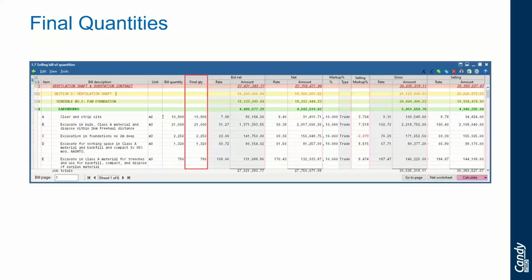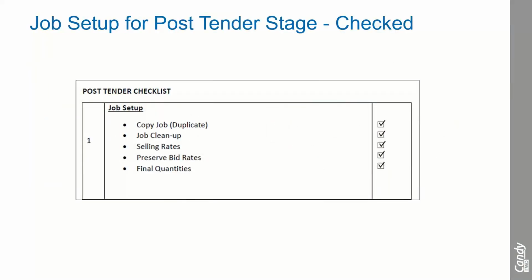And also just to mention the importance of the final quantities, they will be used for any remeasure and additional variation order items. With all the tick boxes covered under the job setup stage 1 of our post-tender checklist, I hope that now everyone has a better understanding of exactly what we've covered or what needs to happen during the job setup.